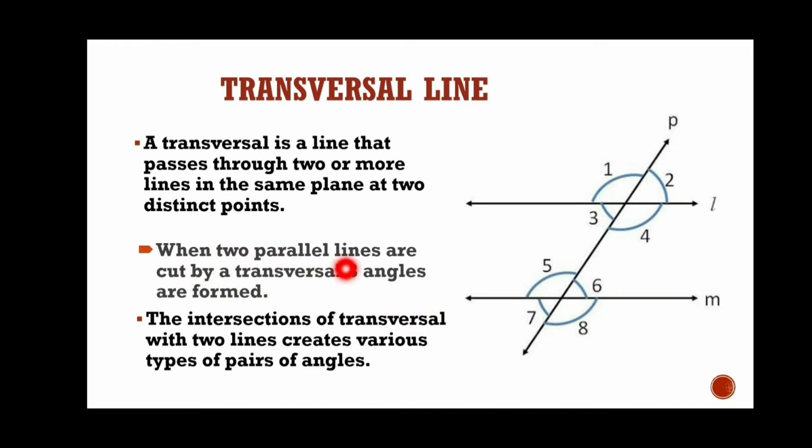So when two parallel lines are cut by a transversal, 8 angles are formed. You can see when a transversal line cuts the two lines, then 8 angles are formed: 4 angles here and 4 angles here. So in all, 8 angles are formed. Now the intersection of a transversal with two lines creates various types of pair of angles. When a transversal line intersects the parallel lines or any two lines, it creates pairs of angles, and we are going to study those pairs of angles in the next topic, that is a very important topic of this chapter.